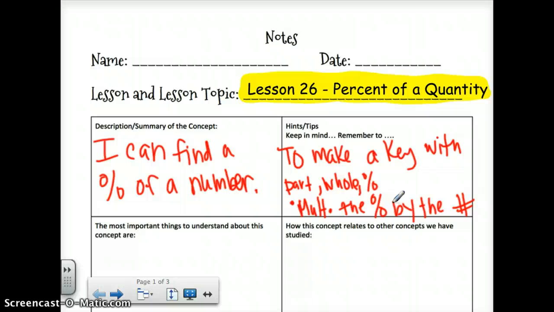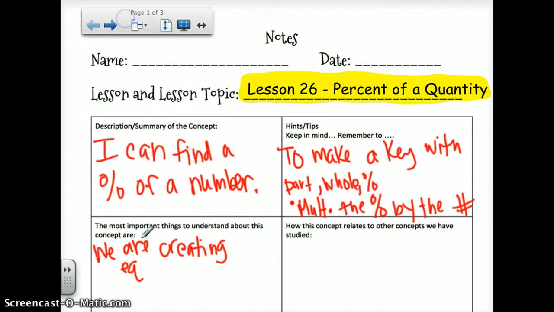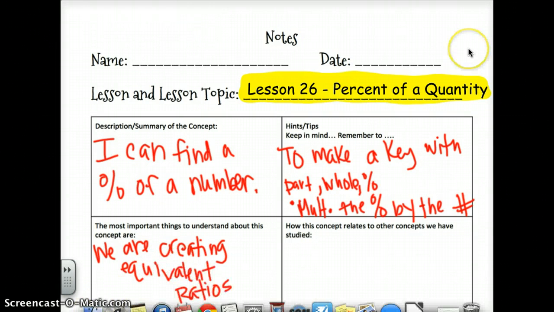Okay, now the most important thing to understand about this concept is that we are only creating equivalent ratios. Okay, that's the most important thing. When we are working with percents, we are only creating equivalent ratios. Okay, so we're going to write that. We are creating equivalent ratios.